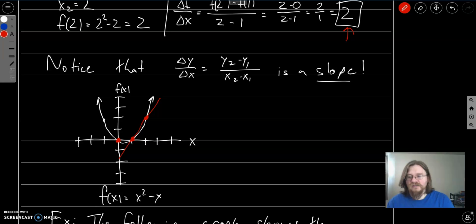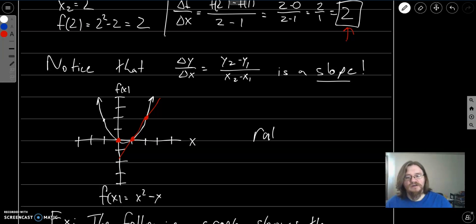Now, the actual slope of the function x squared minus x changes a lot. For instance, over here, we're coming down, so we have a negative slope. Over here, we're going to be coming up and we're going to have a positive slope. So the slope of this function changes in x, but on average, from the point x equal to 1 to x equal to 2, the average slope, or the average rate of change, is exactly 2.